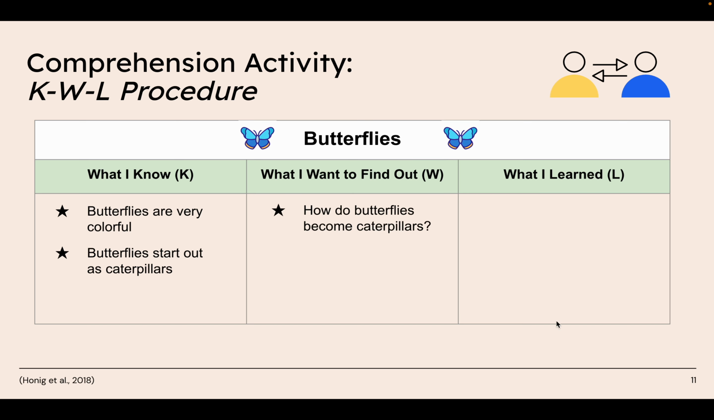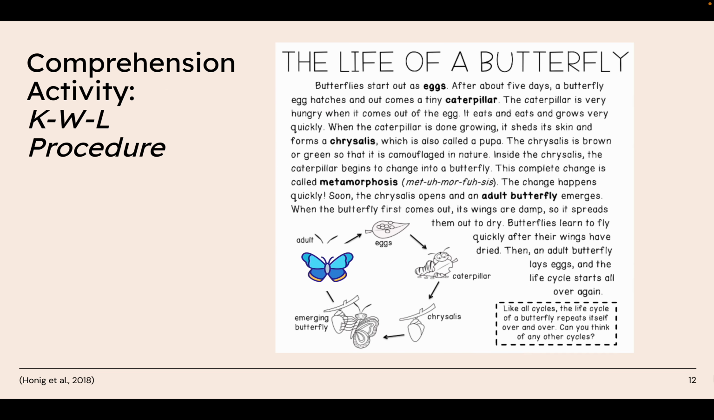And then what do we want to find out? So students may ask, how do butterflies become caterpillars? What's that process like? How long does it take? Can butterflies make more butterflies, right? This is when we start thinking about the intricacies of the life cycle, and students may get curious about some of this stuff, and then hopefully we'll be able to answer some of our questions or some of the things that we want to learn after we read. So here is our short passage about the life of a butterfly, and I'll go ahead and read it out loud, and then we'll come back together and do the learned column in our KWL chart.